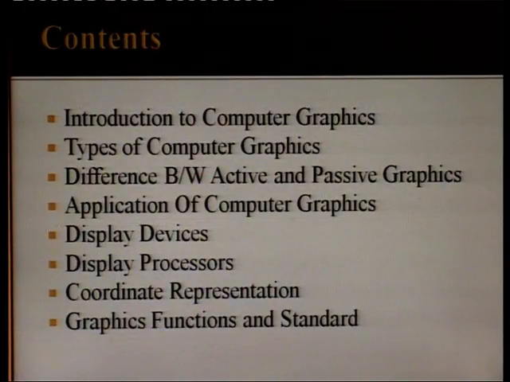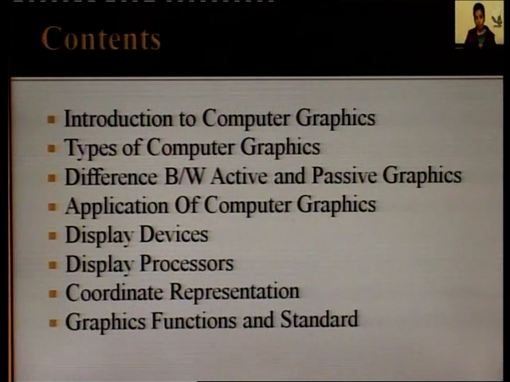So today we learn about the introduction to computer graphics, types of computer graphics, difference between active and passive graphics. That means how many different types of computer graphics there are, applications of computer graphics, display devices, display processors, and coordinate representation of computer graphics. That means how we represent the coordinates. Coordinates means xy coordinates, how we can represent these in computer graphics. Then we discuss graphic system, graphic functions and standards.